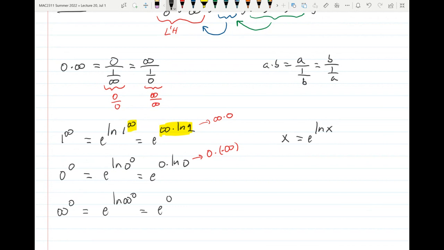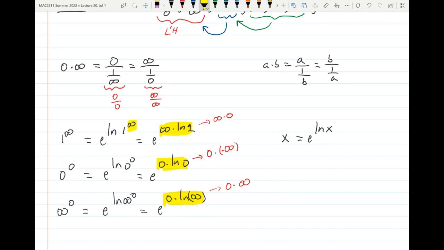This time, the 0 comes in front of the ln. But ln of infinity is just infinity as well. So this now is 0 times infinity once again. Okay? So this is a trick. You turn the indeterminate form that is exponential-like into a 0 times infinity type by doing this manipulation.